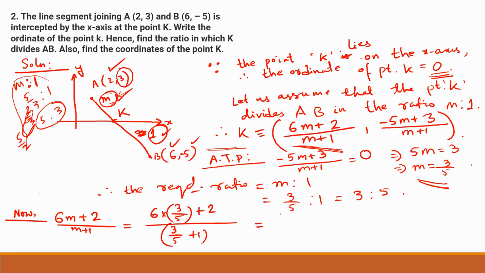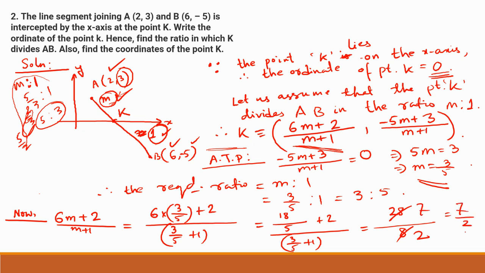Alright, so I think you guys are capable enough to calculate this, but still let me do it. 3 by 5 plus 1. Alright, so it's like 28 by 5, 8 by 5, that gives us 7 by 2. So hence the coordinate of K is equal to 7 by 2, comma 0. Answer. Okay, and please write that also, which I just said right now. Hence the coordinate of K is equal to 7 by 2, comma 0. Okay, and write the answer properly everywhere.